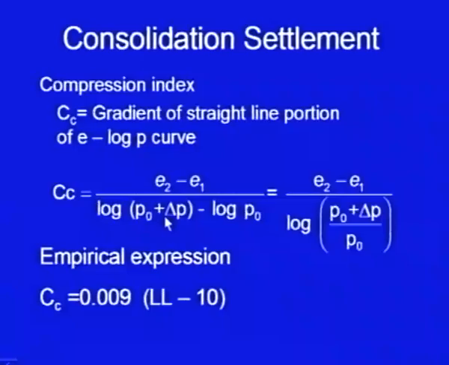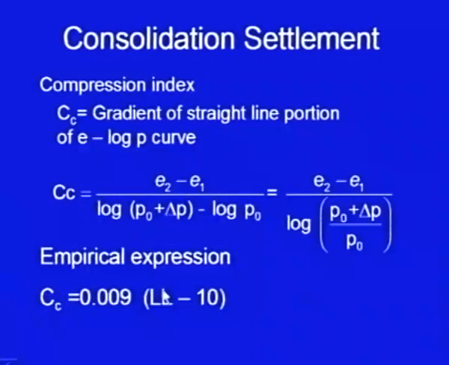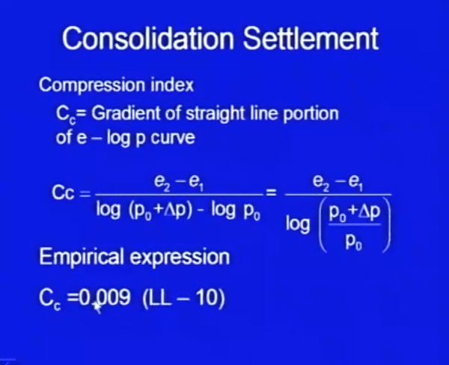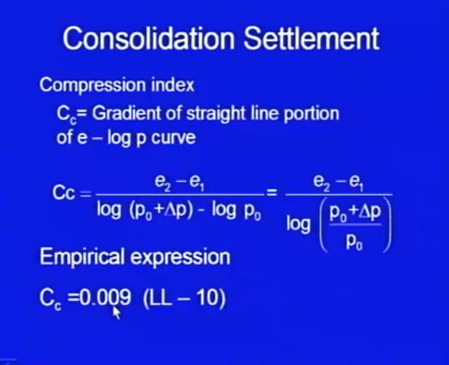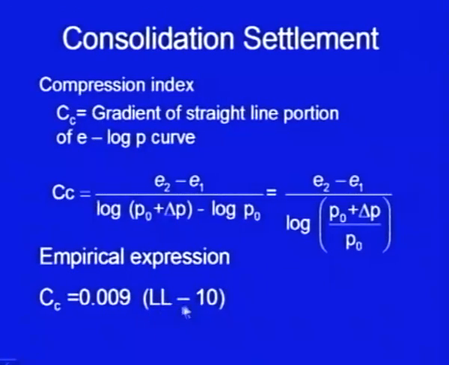If this test is not available, you can use some other data also, and you can find out the approximate values of the compression index. One expression I have given here, there are several other expressions, you can see the references. So, this is Cc equal to 0.009 times (liquid limit in percentage minus 10). This gives you one approximate value of Cc if you do not have the consolidation test data.